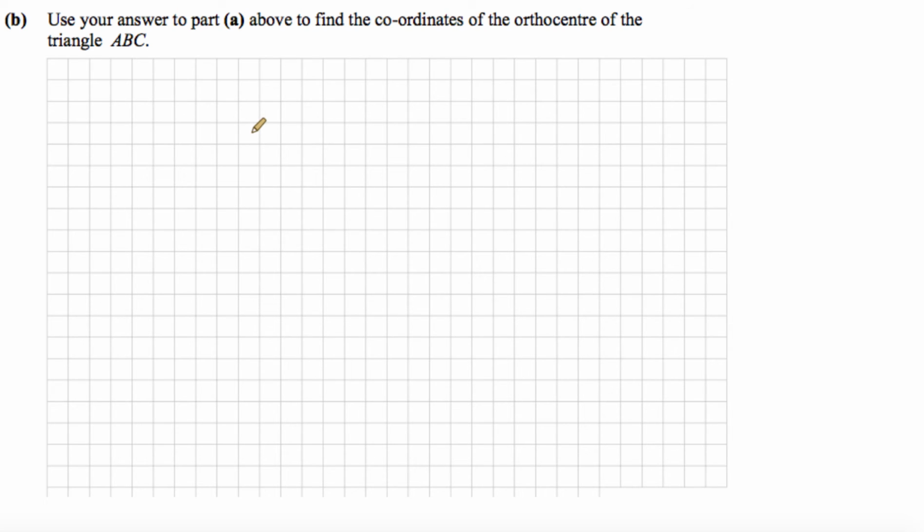Part B says use your answer to part A above to find the coordinates of the orthocenter of the triangle ABC. Well, the orthocenter is the intersection, this is the orthocenter. The orthocenter is the intersection of the altitudes. So a triangle has 3 altitudes and they all intersect at the orthocenter, but you only need to show where 2 of them intersect to find the orthocenter.